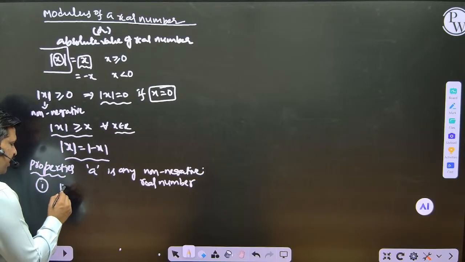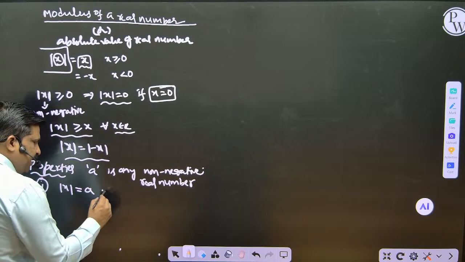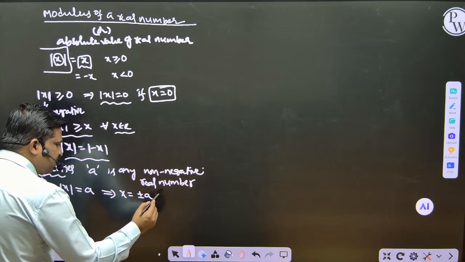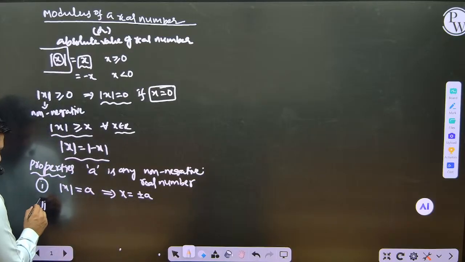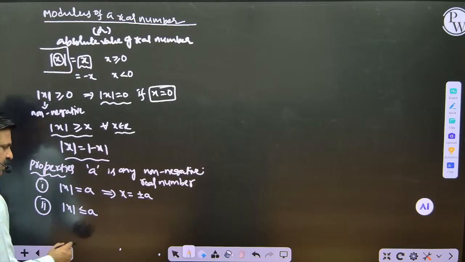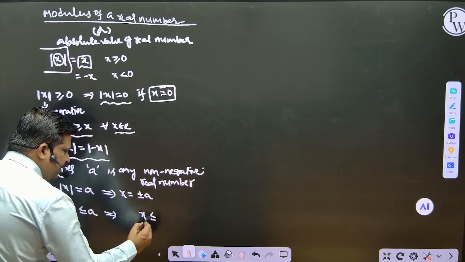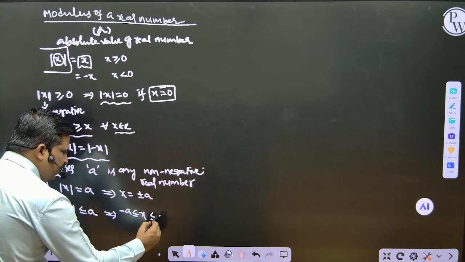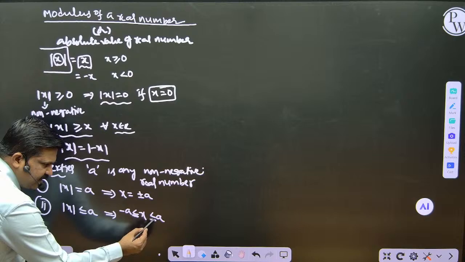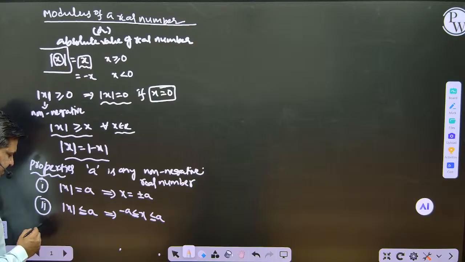Number one, if modulus of x is equal to A, where A is a non-negative real number, it implies that if modulus is eliminated, we get plus or minus A. Second one is modulus of x less than or equal to A. It implies x lies between minus A and plus A. Here minus A is also considered, plus A is also considered. Why? Because here equality is there.